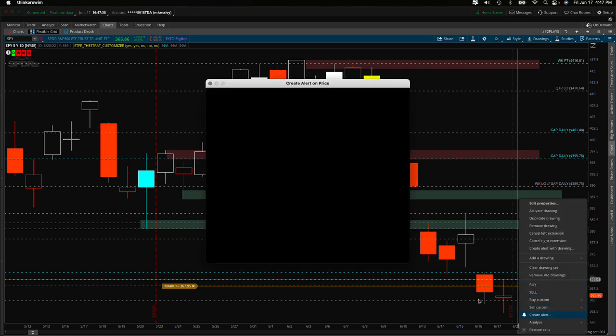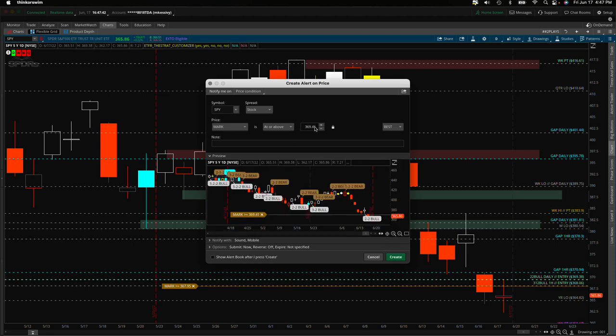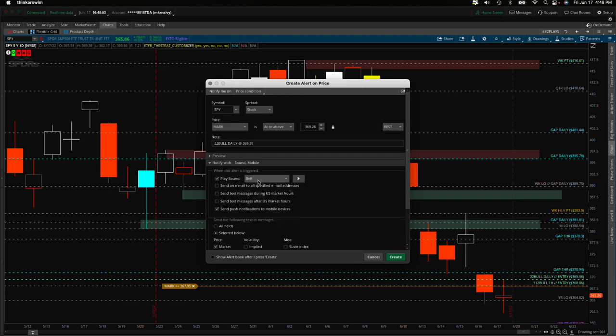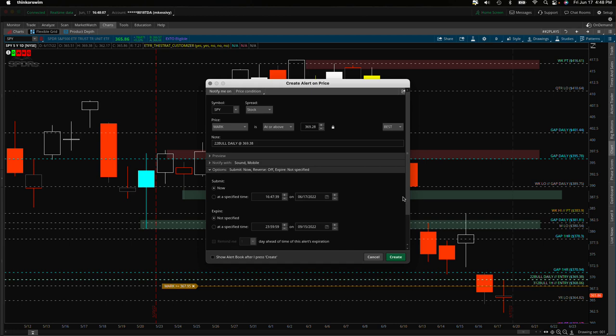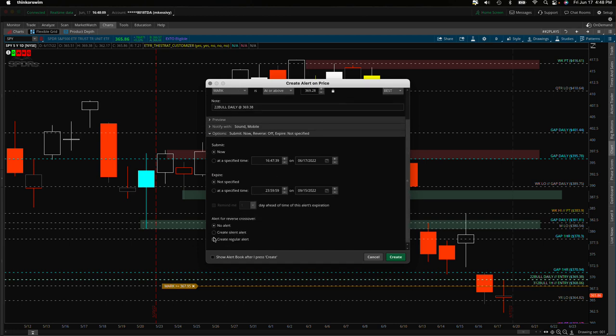So create alert. I'm going to set my alert for 369.28. So I want to know 10 cents prior to the move. So I'll say 2-2 bull daily at 369.38. I'll set my alert notification. And then I want to know the crossover.